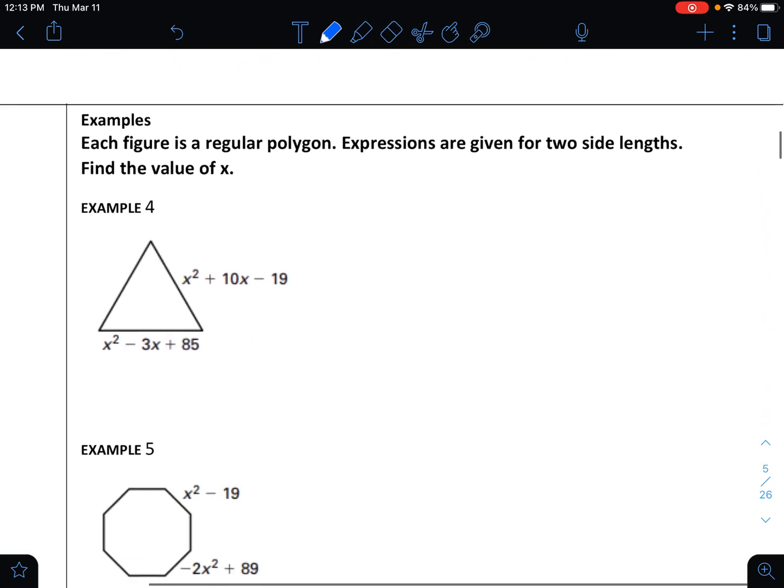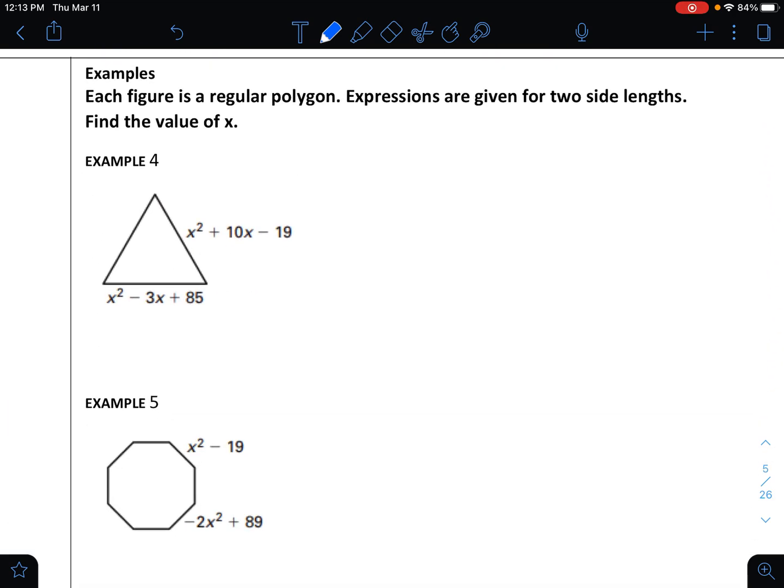Okay. All right, one final thing here, and we are just going to solve for x. The directions say each figure is a regular polygon. Expressions are given for two side lengths. Find the value of x. Okay, this word is very important because it's going to tell me how to proceed. So if it's regular, it is equilateral and equiangular. So what that means is I now know that these two sides are equal. So let's write an equation and set them equal to each other.